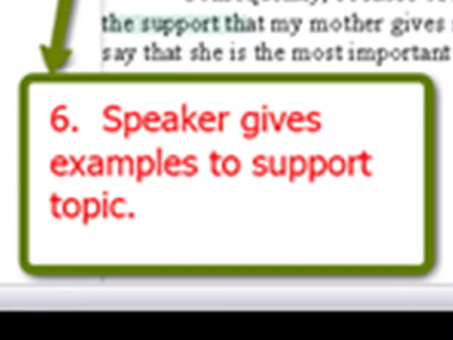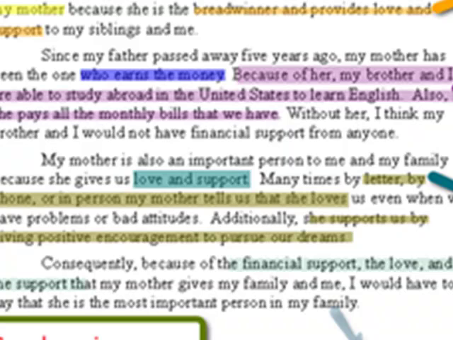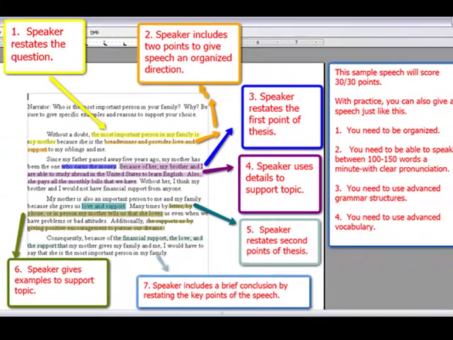Now, number 6, the speaker gives good examples to support this concept of love and support. Notice the speaker says many times by letter, by phone, or in person. My mother tells us that she loves us. Additionally, she supports us by giving positive encouragement to pursue our dreams. Those are good details to support this idea of love and also support.